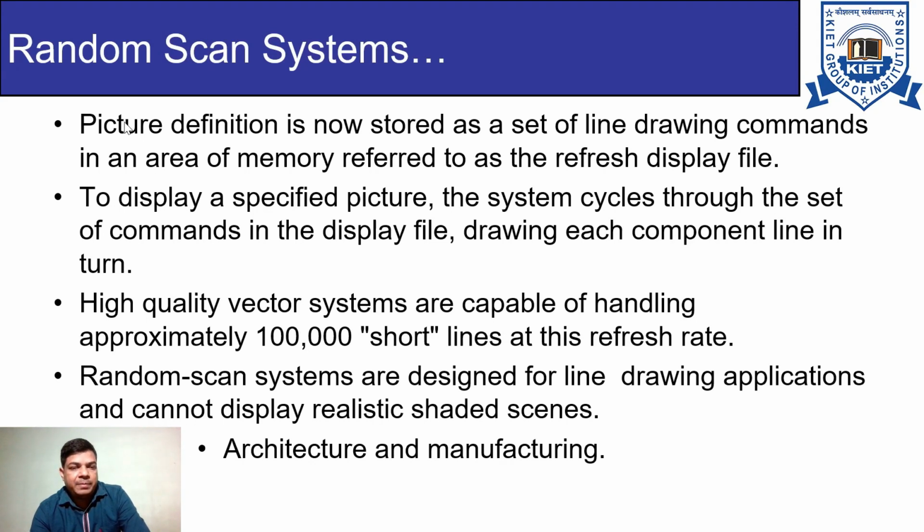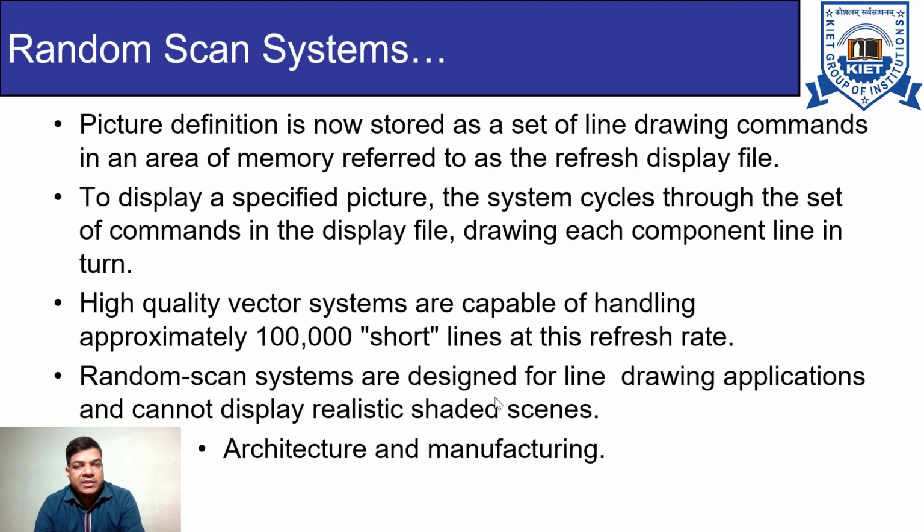Now here also we are storing the picture definitions in the frame buffer. Picture definition is now stored as a set of line drawing commands in an area of memory referred to as the refresh display file. To display a specified picture, the system cycles through the set of commands in the display file, drawing each component line in turn. In high quality vector systems, they are capable of handling approximately 100,000 short lines at these refresh rates.